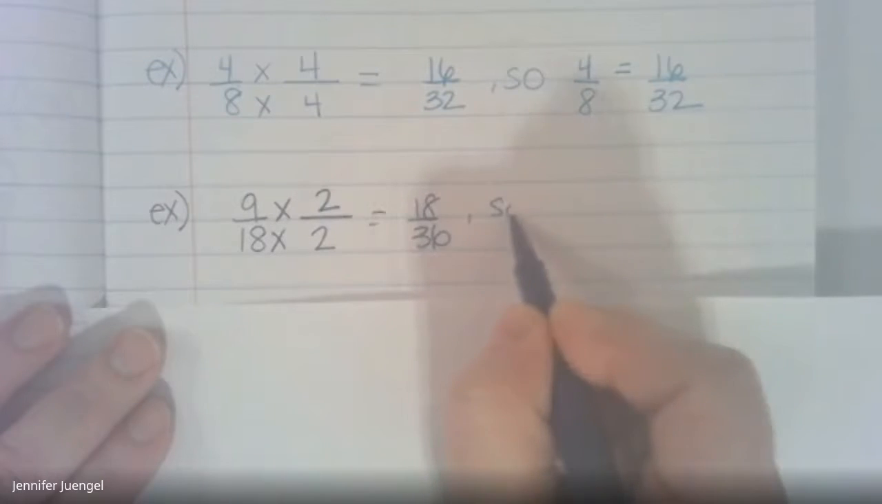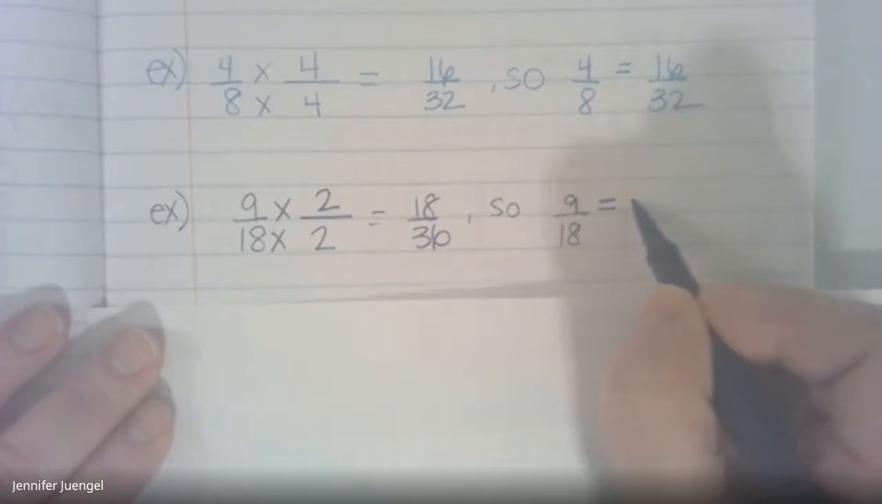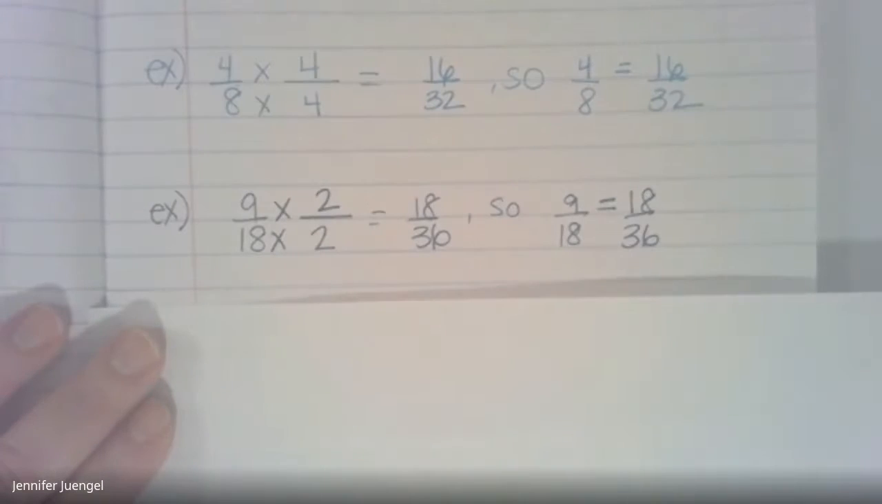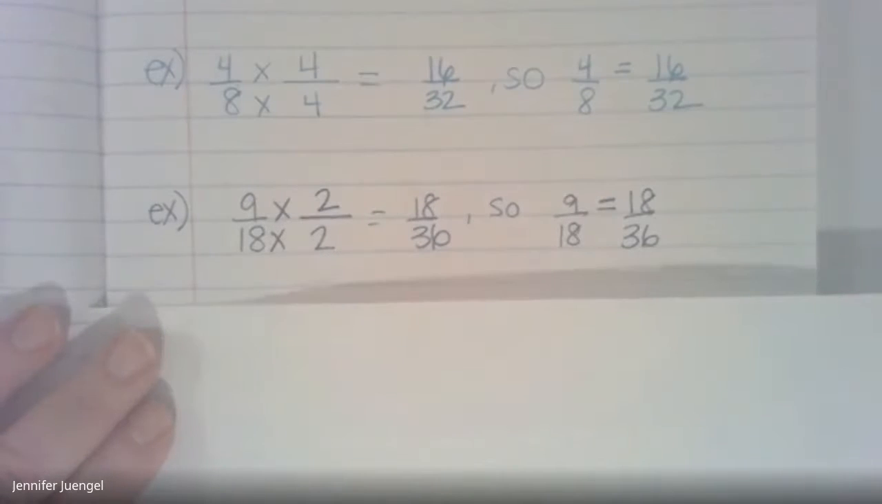Yep. So 9/18 is equivalent to, or equal to, 18/36. So whatever I do to the bottom, I have to be able to do to the top. If I can do that and still end up with equal numbers, then the two fractions are equivalent.